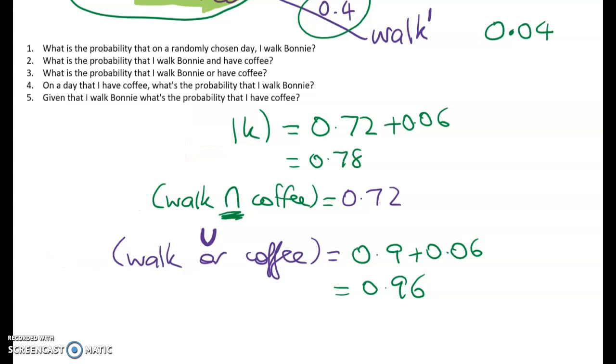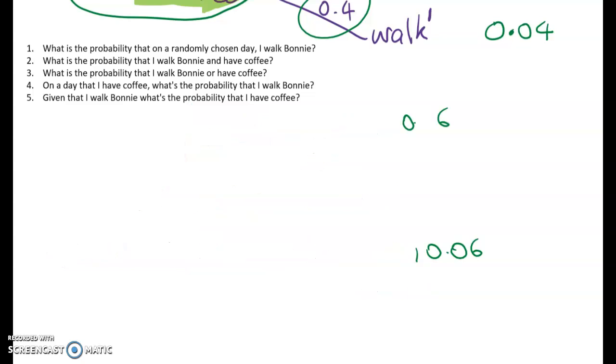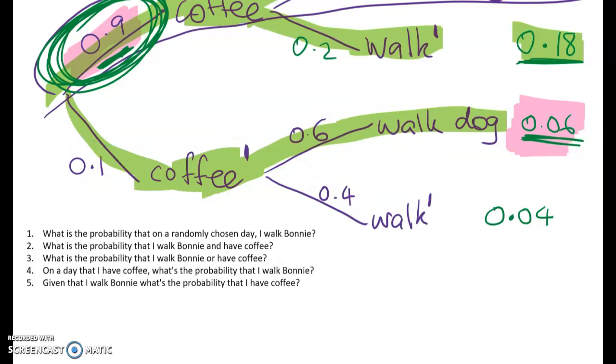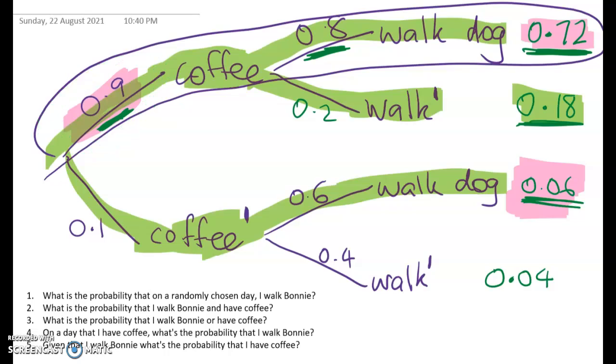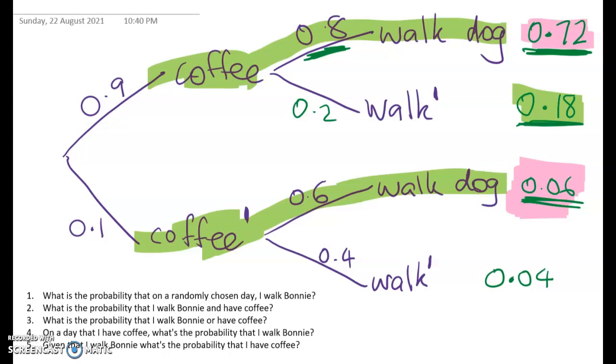Okay, on to question 4. Have a look at it, and hopefully you'll see that it's a conditional probability one. On a day that I have coffee, what is the probability that I walk Bonnie? Just trying to clean up some of this huge mess before we go any further. Right, so on a day that I have coffee, what are the chances that I walk the dog? And you can see that I can read that straight off the tree diagram, right?